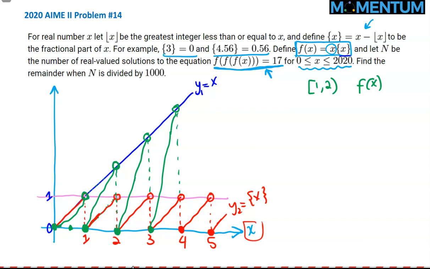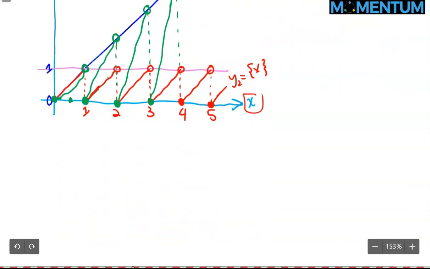Now that we have a more or less reasonable understanding of our function f of x, let's attempt to understand f of f of f of x equals 17. Let's figure out how many real solutions there are to that composition function. So let me draw yet a new picture so that we can make sense of all that. Okay, so I have enough space there. It will be a big picture, obviously.